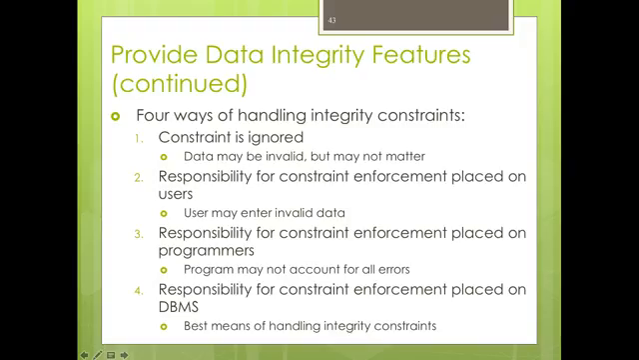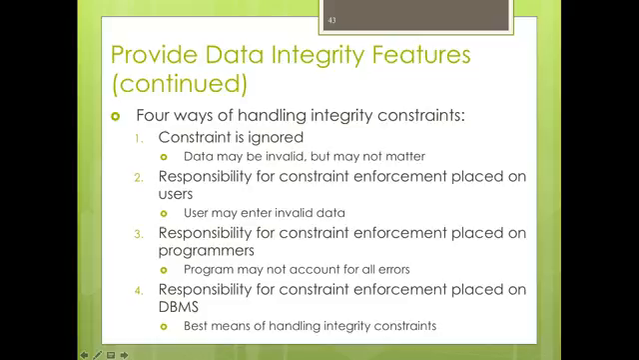Now we can implement these integrity constraints, but then we can decide how the system can handle it. There's 4 different ways that could happen. The first one would be we create a constraint, but we really don't care. So we can tell the system that we're going to ignore it. So if somebody tries to break a constraint, no big deal, just ignore it. So what that means is the data may be invalid, but it really doesn't matter.